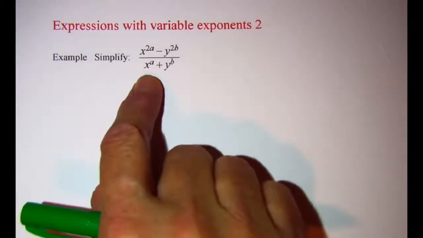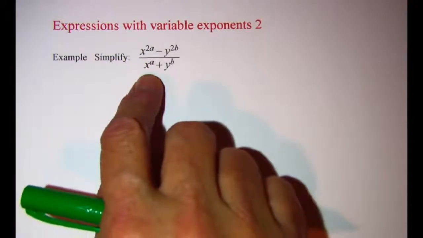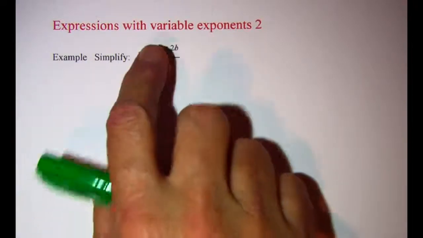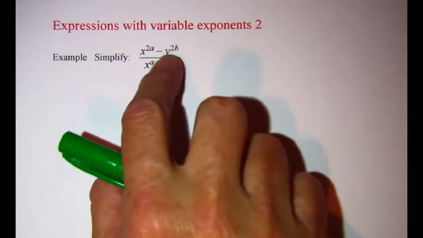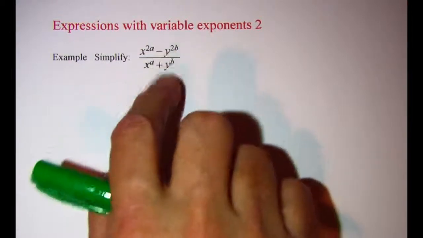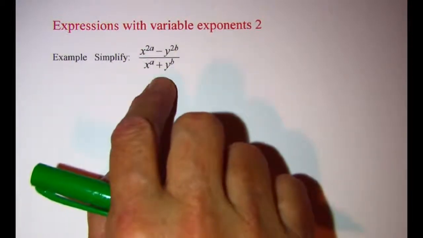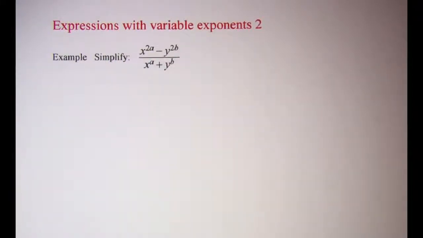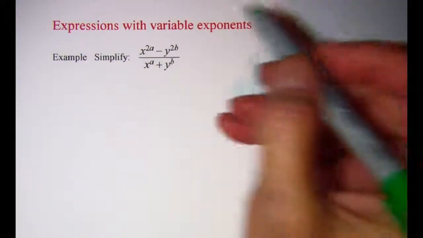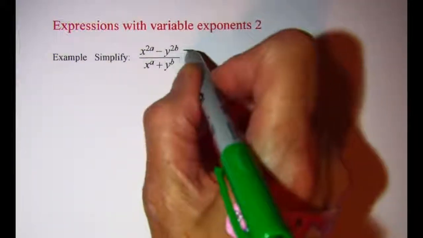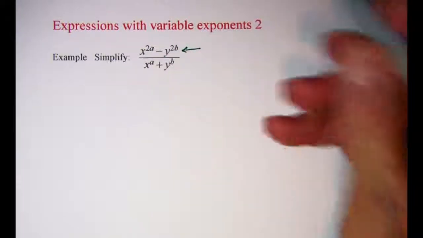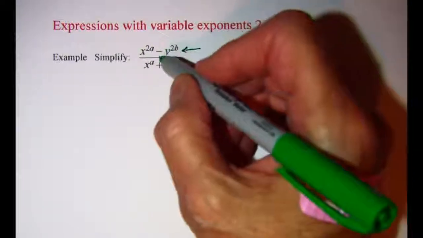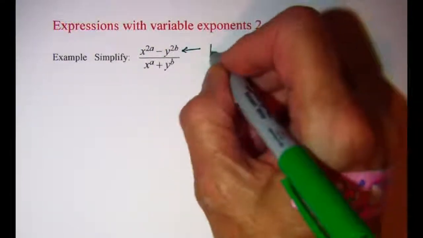If you're going to do any kind of simplifying at all, you need to factor just the numerator or just the denominator, and then see if you can cancel. So in this problem, I am noticing that my numerator is a difference of squares.